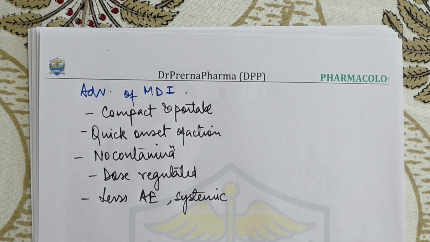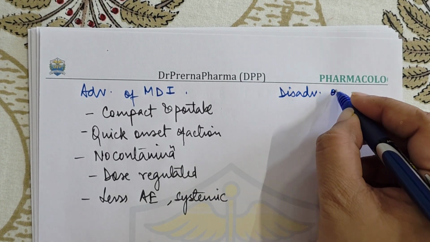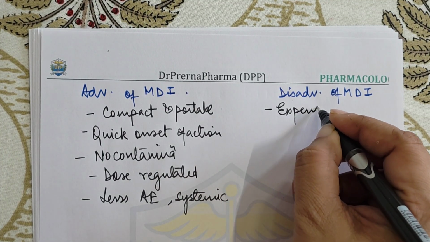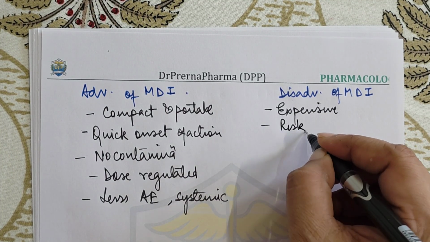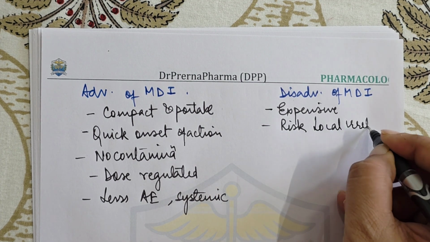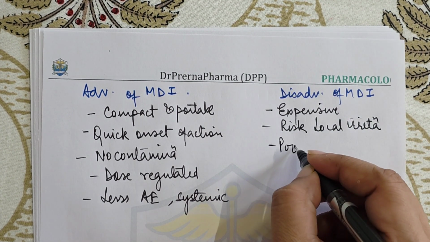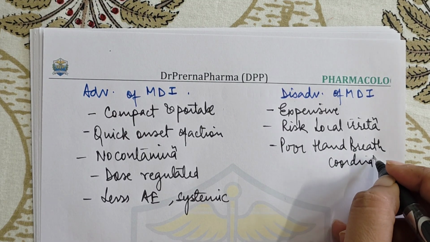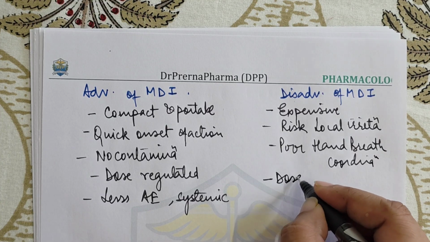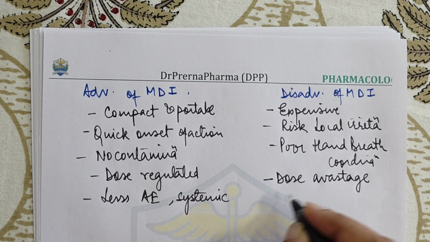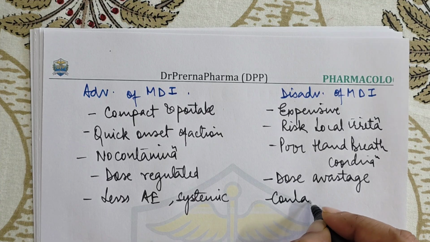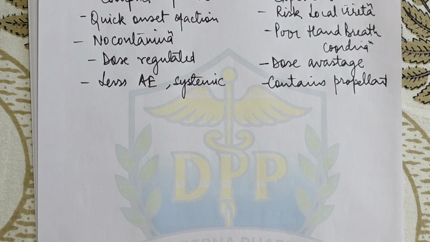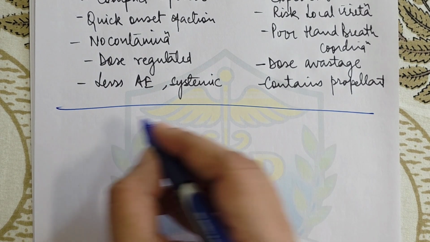But what are the disadvantages of meter dose inhalers? The first one is that it is expensive. There is a risk of local irritation. Then there may be poor hand-breath coordination, which may result in inadequate drug delivery. A lot of dose can be wasted by the drug depositing in the oropharyngeal mucosa, and it contains a propellant which can be harmful, right?